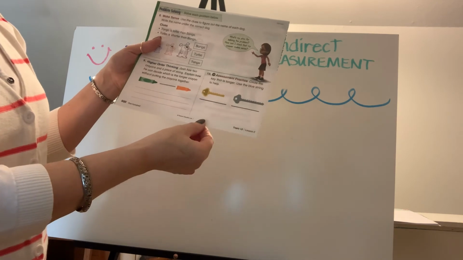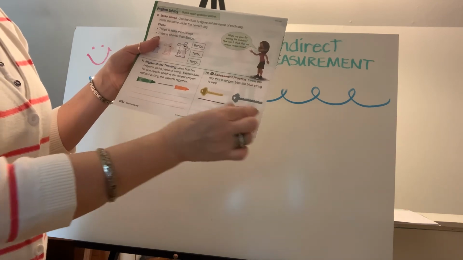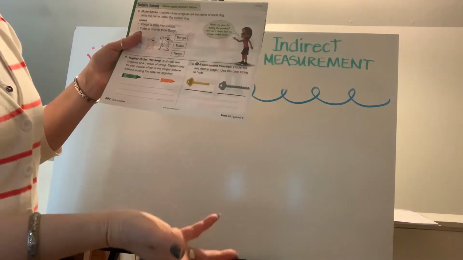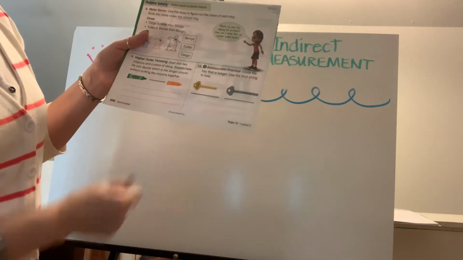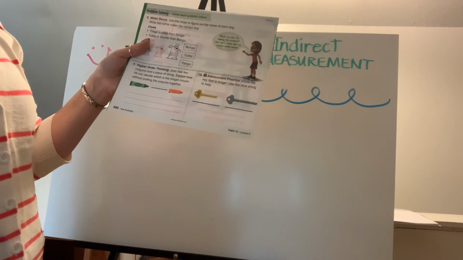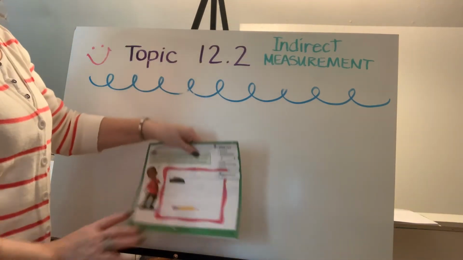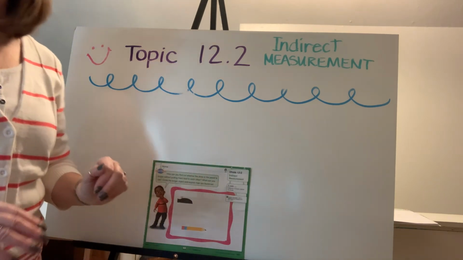Circle the key that is longer. Use the blue string to help. Okay, now the blue string is the same size. When you look at the blue strings, can you tell who's longer? You sure can. All right, thank you for completing lesson 12.2.